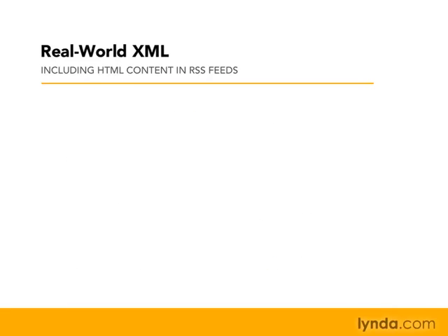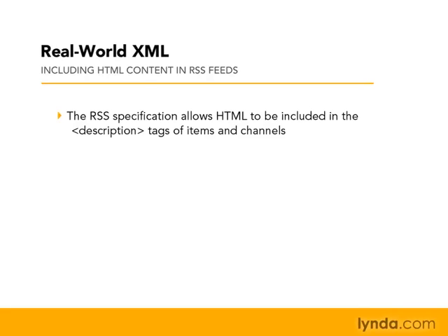There's a couple of ways that you can achieve doing this. I'm going to talk about the two most common. Now, as I said earlier, the RSS specification for RSS 2.0 allows HTML to be included in the description tags of items and channels. In order to make this work, however, you can't just simply shove HTML code with all of its angle brackets and everything inside the RSS file. You have to encode the HTML before you put it in.